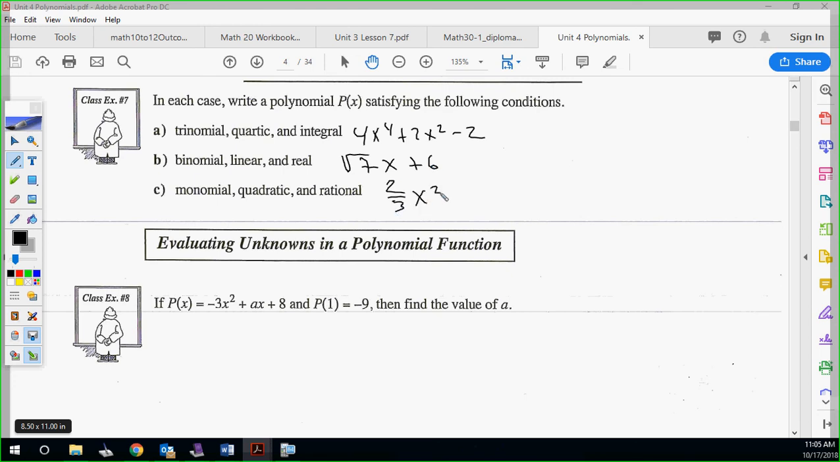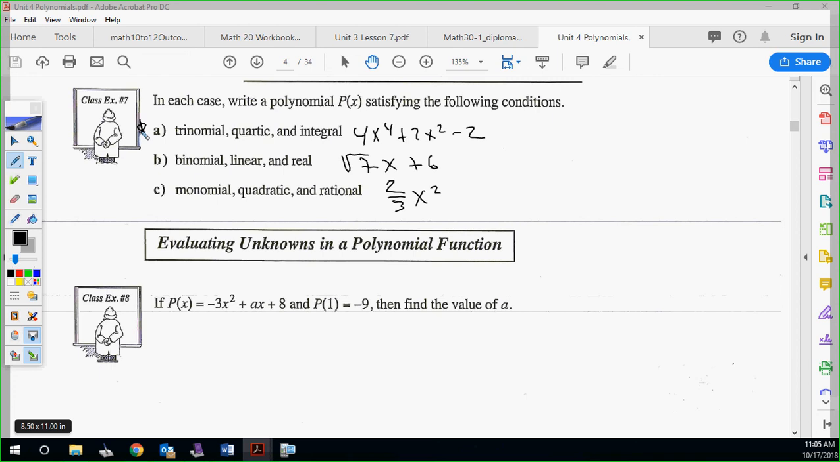So trinomial, 1, 2, 3, good. Quartic, highest degree of 4, good. Integral, it has a minus for one of the terms, so that makes it integral, good. That one's perfect. Binomial, linear, and real. So I like that you put root 7, so that's good. Root 7 is a real number, so that's good. It's with an x to the 1, which is good, and you have 2 terms, which is good.